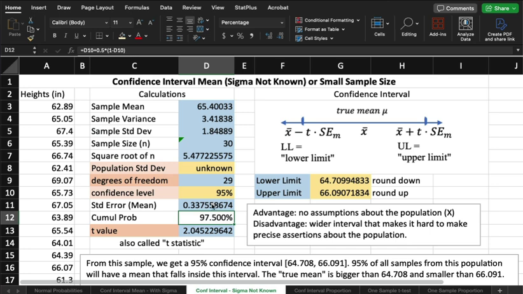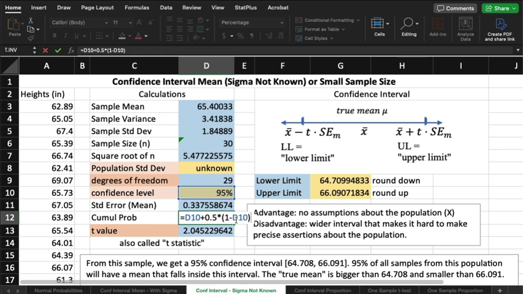Then we have something called a cumulative probability. The cumulative probability is necessary to find the right t-value that we need, the correct t-value. So the cumulative probability equals our confidence level, D10, plus 0.5 times (1 minus D10). So we need the confidence level plus the area of the left tail.